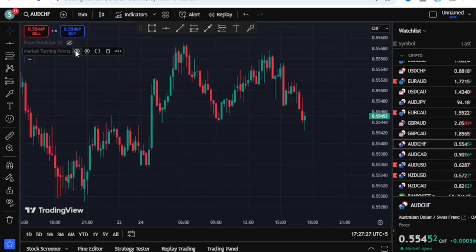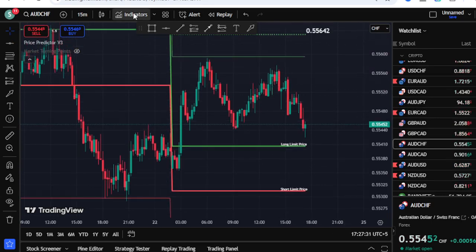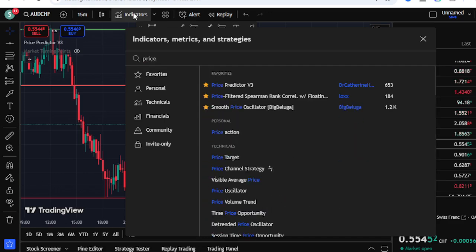Telegram. Okay, now let's talk about the price predictor indicator. This is a completely free indicator. If you go to TradingView and search for price predictor, that is the version 3 indicator, and you can see this is by Dr. Catherine, and we are getting a good number of likes on this indicator as well.